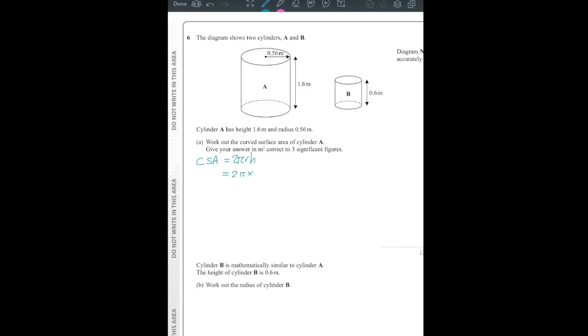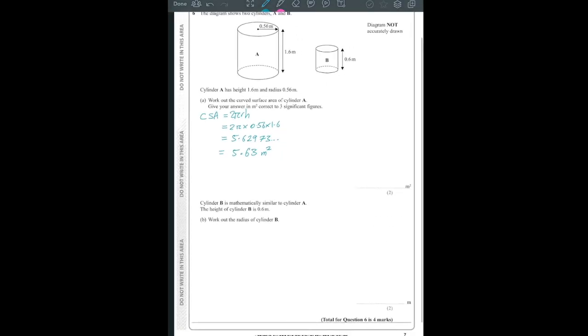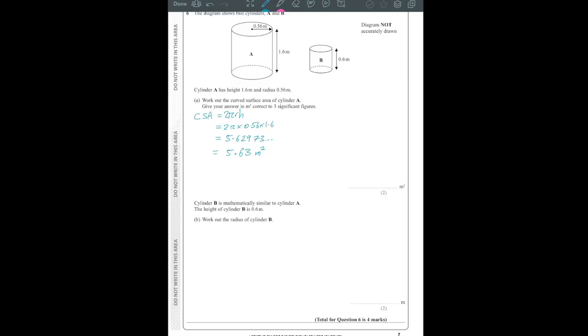So that's 2 pi times the radius, which is 0.56 times the height. And the question does want our answer to 3 sig fig. So I'm going to type it into my calculator. Some of your calculators may have given it in terms of pi. I'm then going to turn that into a decimal, write it out once with a little bit more accuracy before I round it, just in case I do make some kind of calculator typo or just rounding typo. They can still give me the marks.